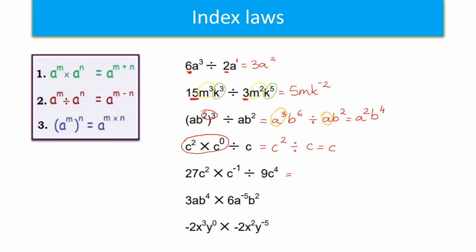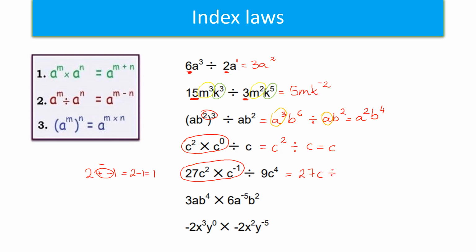In the next example, I'm going to deal with these two terms first. So that is 27, and now I've got multiplication, so I need to add the powers, but one of those powers is negative, so I just need to be a bit more careful. To add negative 1, remember when you add negative, that's the same as taking away. So that's simply 1, so that's simply c, and I don't have to write to the power of 1. I can just leave it as c.